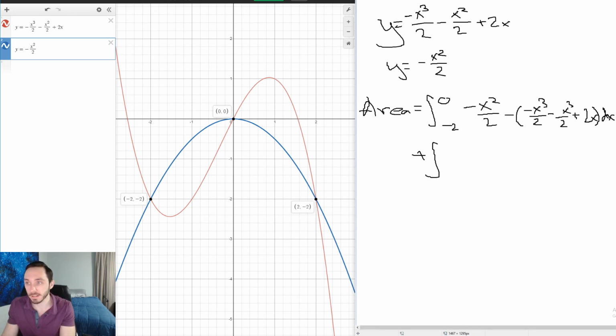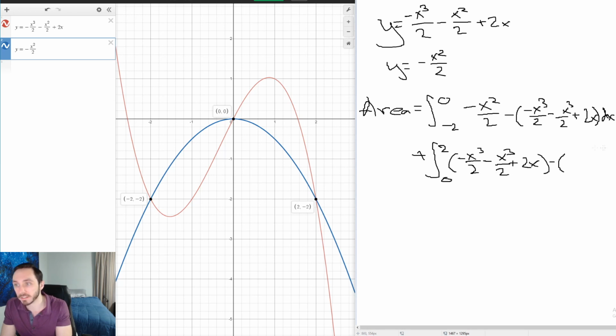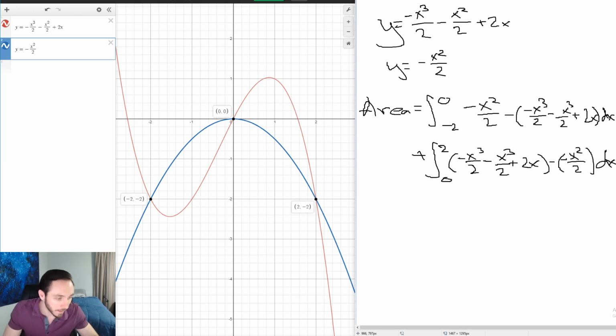That dx on the end here is really important because you can integrate with respect to y, which is perhaps what we're doing next. So from 0 to 2, we now have the cubic on top of the quadratic, so we're just flip-flopping these positions. So it'll be negative x cubed over 2 minus x cubed over 2 plus 2x, and then this time around I'm subtracting off the parabola, which was a negative x squared over 2. And then don't forget that dx. This should be the proper setup to help you find that area.